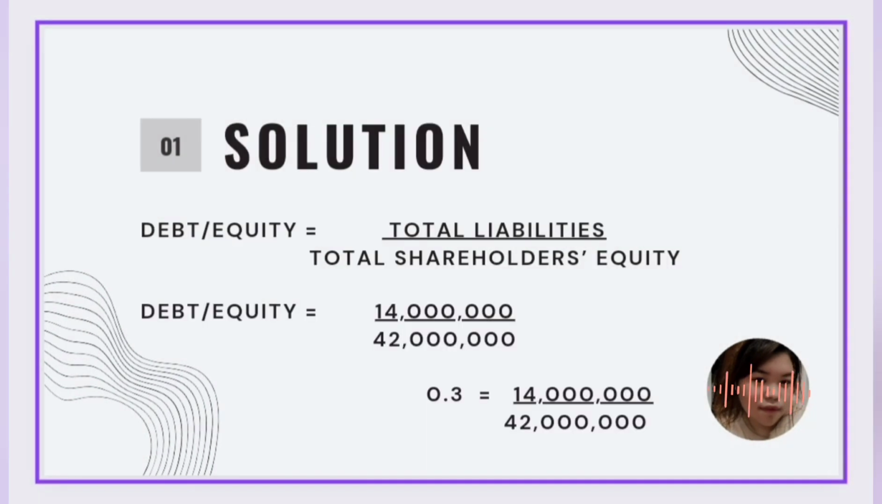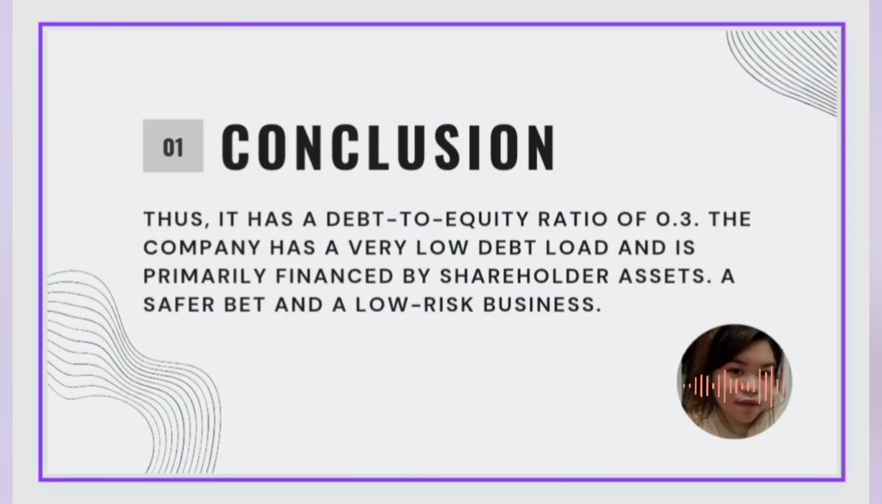Solution. With the formula of debt to equity equals total liabilities divided by total shareholders' equity, debt to equity equals 14 million divided by 42 million, which equals 0.3. Conclusion. Since the company has a debt to equity ratio of 0.3, the company has a very low debt load and is primarily financed by shareholder assets, a safer bet and a lower risk business.